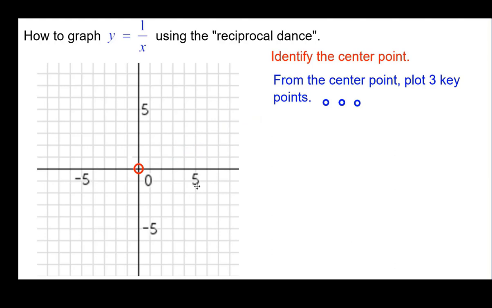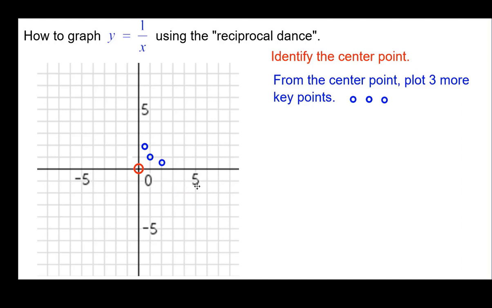And then from there, we plot 3 key points in the first quadrant. Right 1, up 1, because 1 and 1 are both reciprocals of each other. Right 2, up a half. 2 times a half is 1. And right a half, up 2. So those 3 points show how the curve goes.